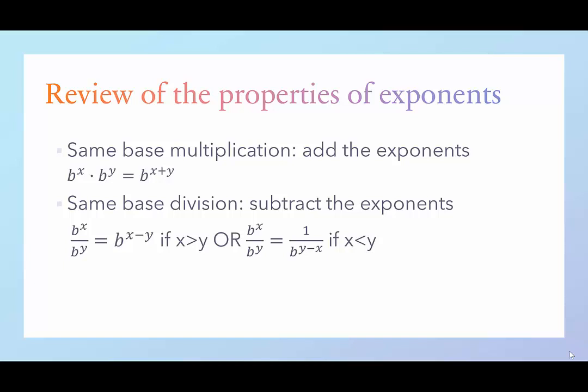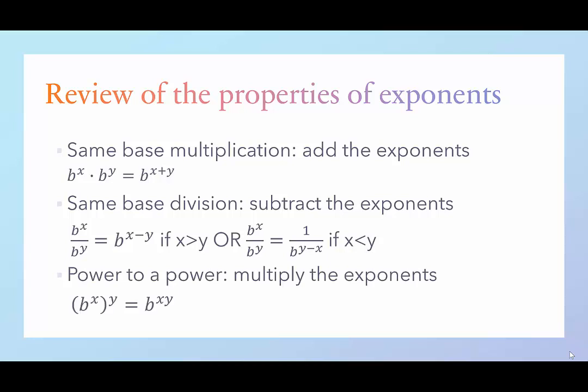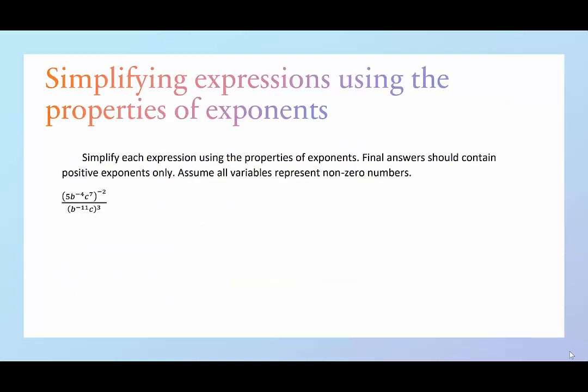But if I have b to the x over b to the y where y is bigger, then I actually will subtract away the x and keep it in the denominator, because there's a rule of exponents when we're simplifying that usually we don't want to have negative exponents, and this would be a way to just avoid that in one step. And the last property is power to a power. If we see b to the x to the y, we will multiply x times y, and that will be the new single exponent.